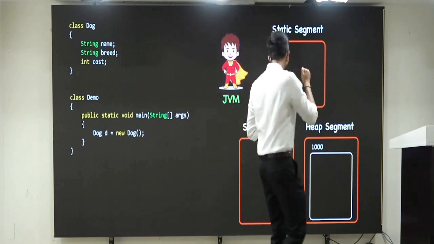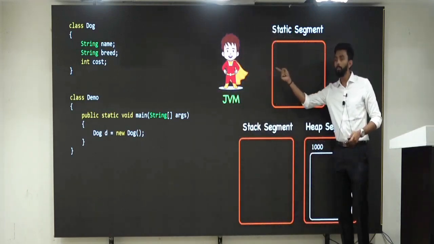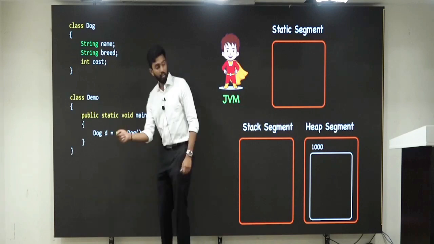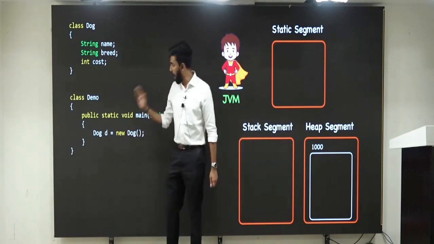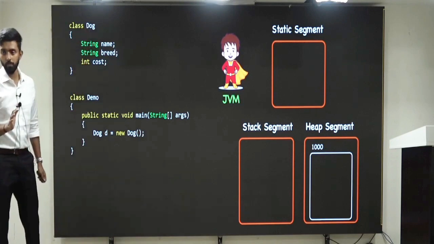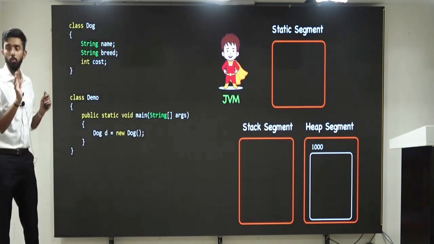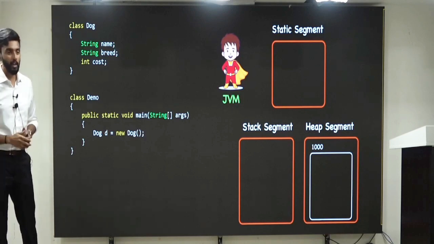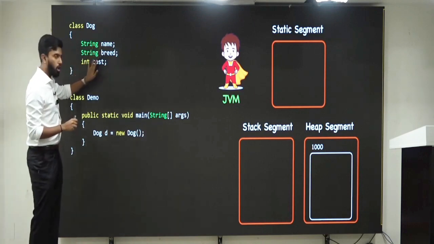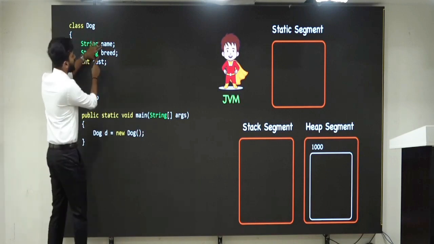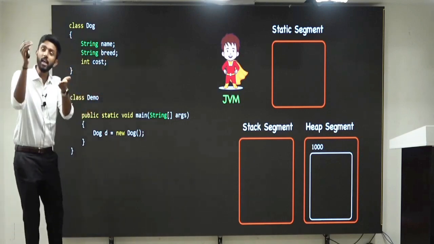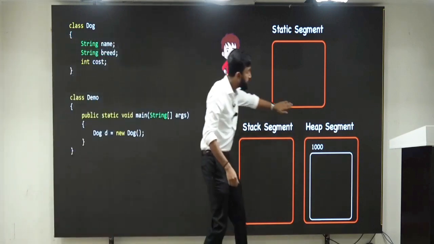Clear till here? Now, JVM will be like, programmer, why did you call me? You are telling JVM, I called you so that you can go to a class called Dog and create an object. Now, JVM will go to the Dog class. And listen carefully, JVM will now search for instance variables. Are there instance variables? Yes. How many? Three. Name, breed, cost. Now listen, instance variables are such variables for whom memory is allocated on the RAM inside the JRE, inside the heap segment.